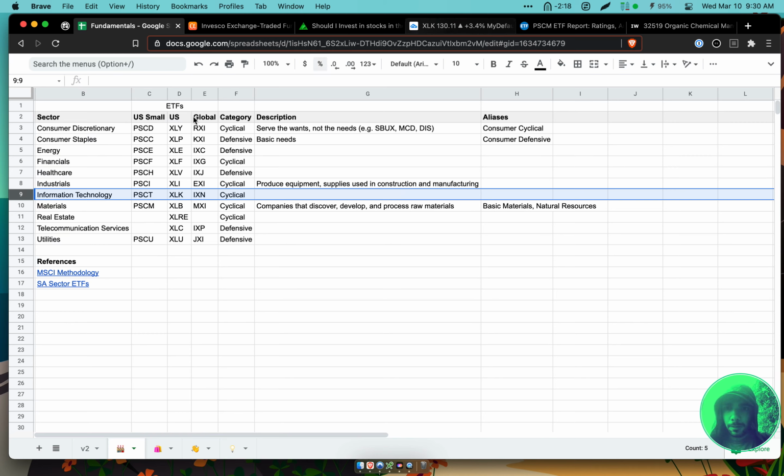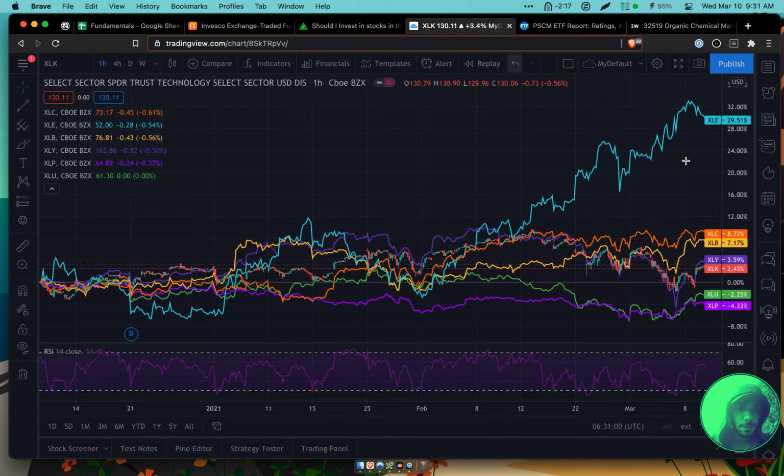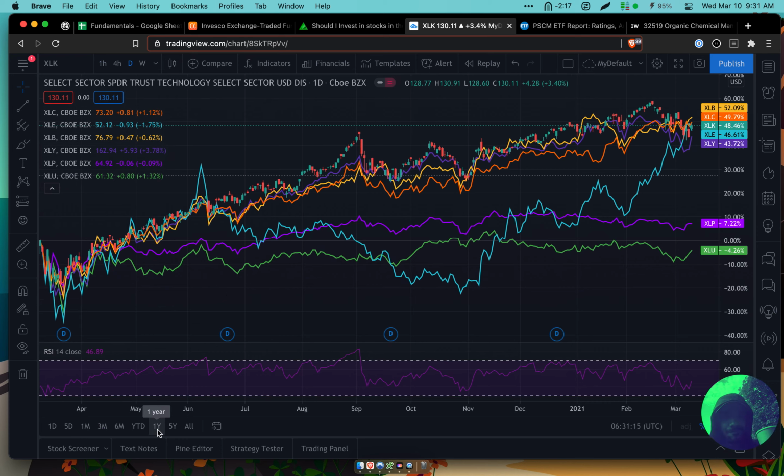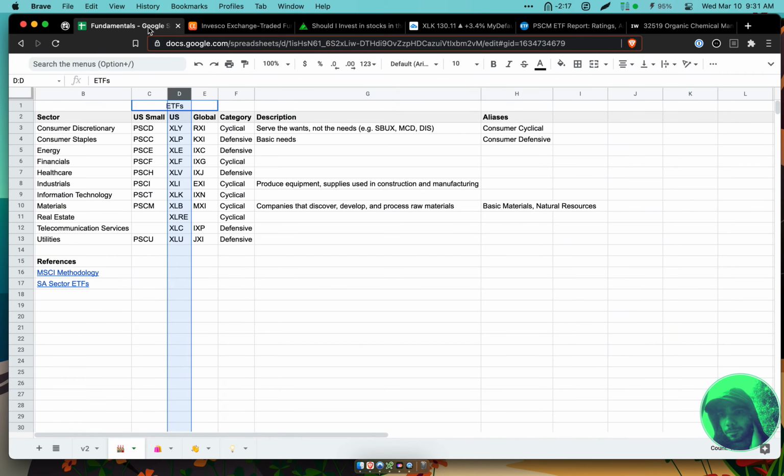Here I have a chart for the US ETFs. It shows the performance of XLK. XLK I have as an actual chart, so you can look at 3 months. Okay, over a 1 year period, it seems like XLK did really well. So your technology did pretty well. And it was only beat by XLB, which I think is Basic Materials. XLB, yeah, Basic Materials.